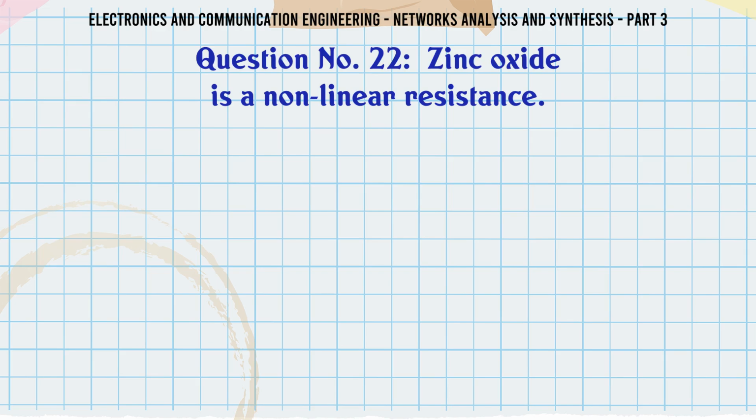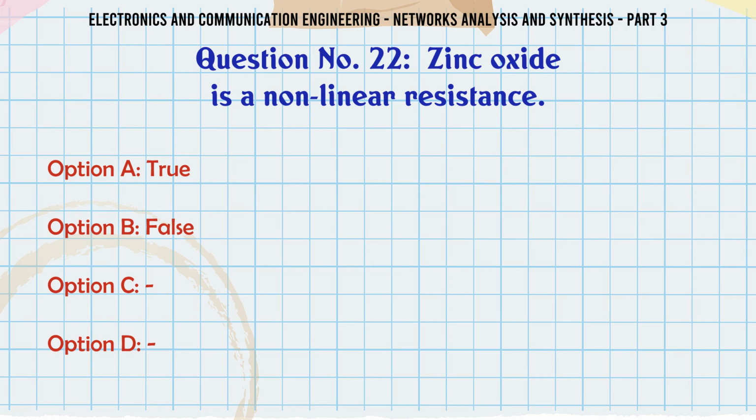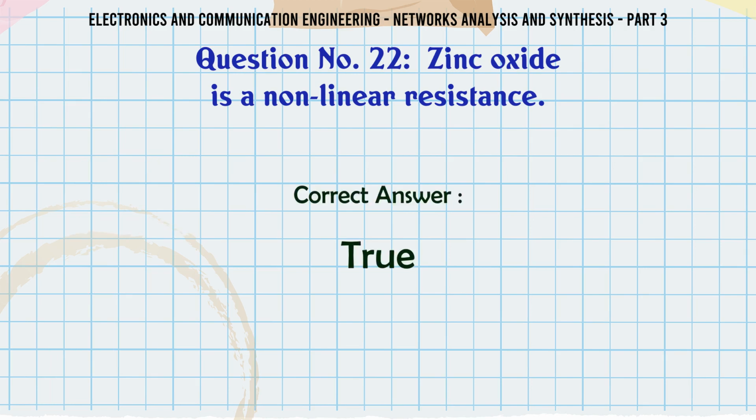Zinc oxide is a non-linear resistance. A true, B false. The correct answer is true.